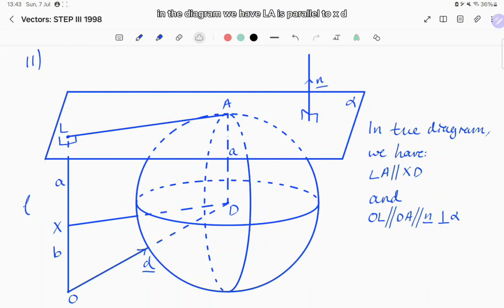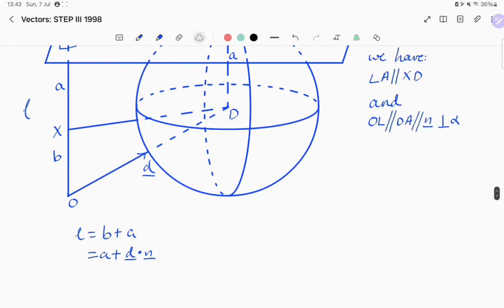In the diagram, we have LA is parallel to XD. We also have OL is parallel to DA, which is parallel to vector n, all of which are perpendicular to plane alpha. We thus have L is equal to B plus a, as marked on the diagram, and so L is equal to a plus d · n.